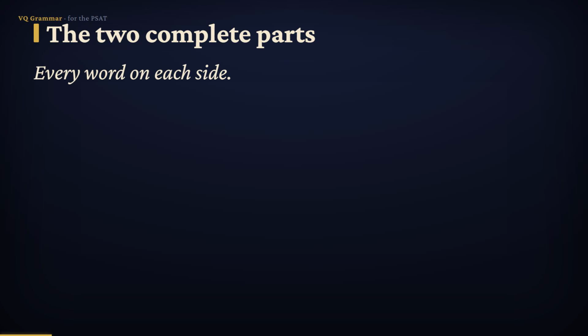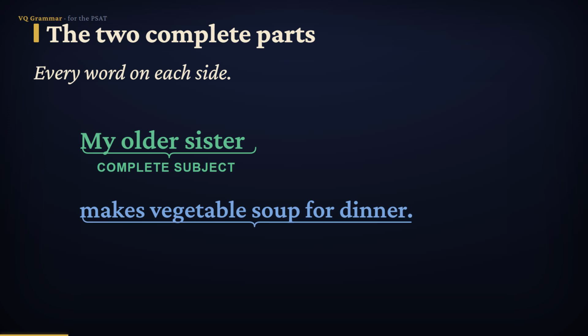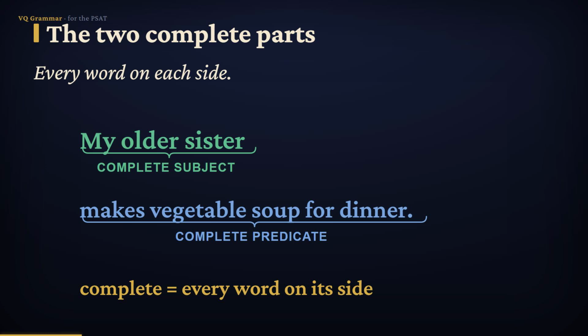Take this sentence. My older sister makes vegetable soup for dinner. The complete subject is every word in the subject part, my older sister. The complete predicate is every word in the predicate part, makes vegetable soup for dinner. So complete just means the whole side, every word in it.